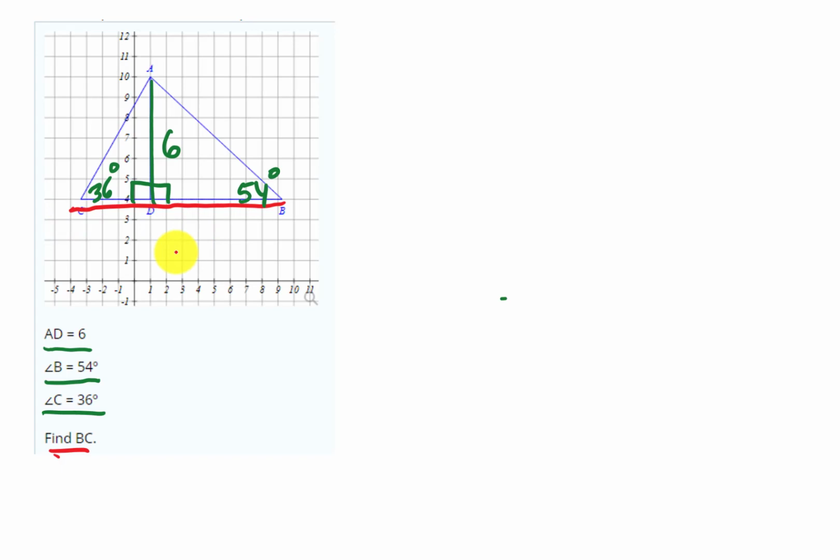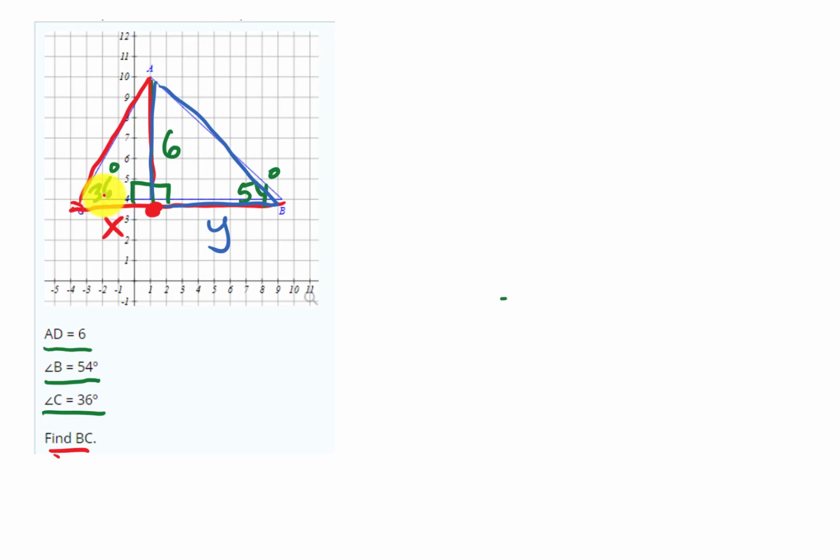Well, if I look at the large triangle, I've got two angles inside of it, but it is not a right triangle, and I don't have a side. I just have the altitude of it. So what I'm going to do is look at the two right triangles. If I look at this right triangle on the left, I'm going to find this side x, and then I will look at the triangle over here on the right side and find this side y, and I'll add the two together, and then I will have BC. So let's go ahead and do that.